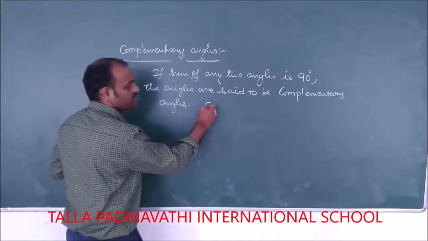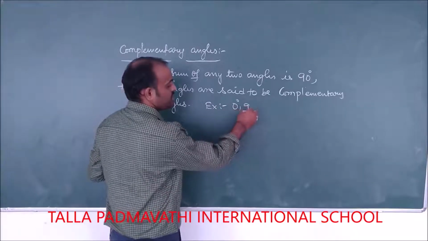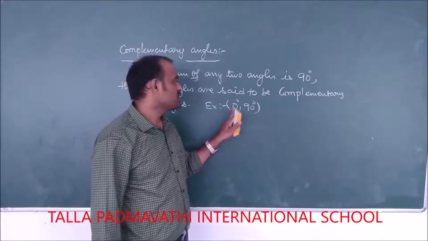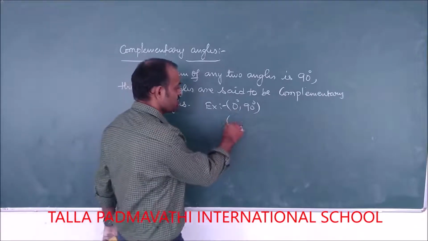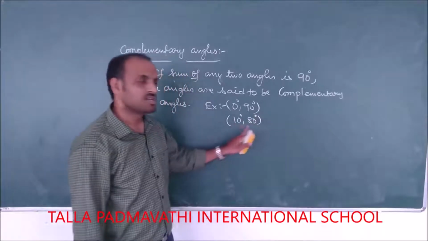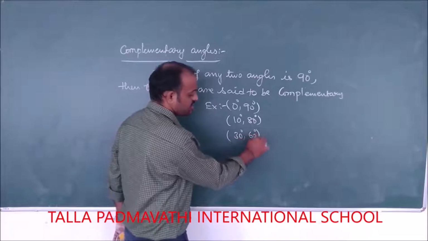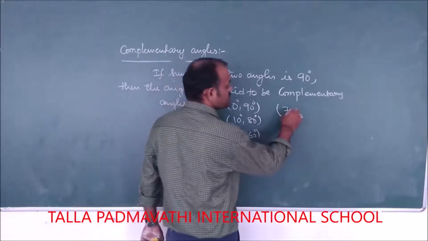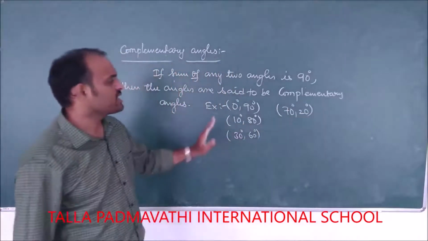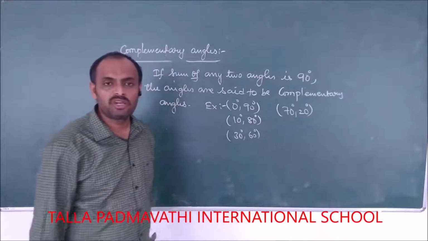angles. For example, you can take 0 degrees and 90 degrees. See, these two are complementary angles because their sum is 90 degrees. Or I can say 10 degrees and 80 degrees because their sum is 90 degrees. Or you can say 30 degrees and 60 degrees, or 70 degrees and 20 degrees. If the sum of any two angles is 90 degrees, then the angles are said to be complementary angles.